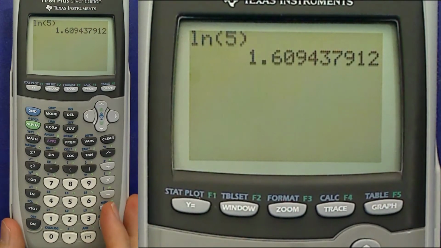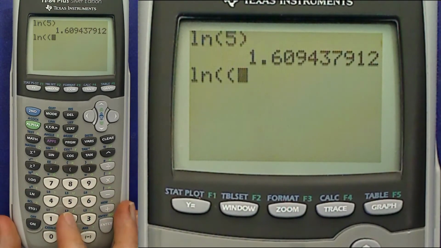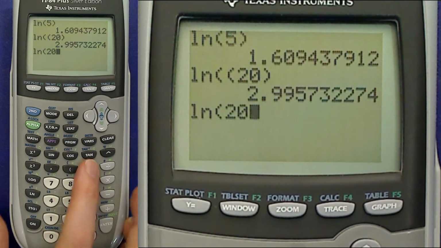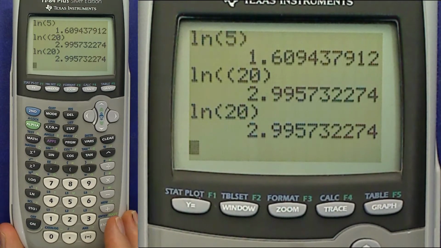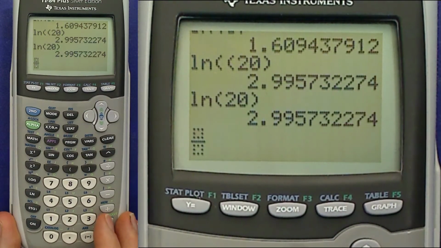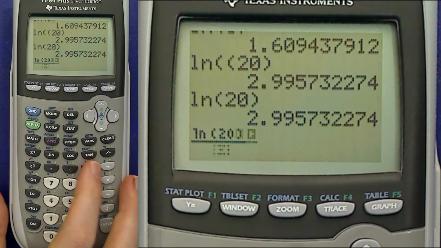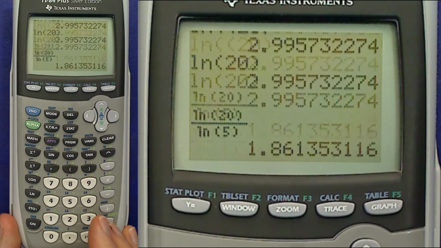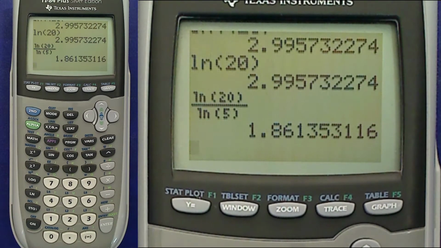Okay, so there you go. There's ln of 5. ln of 20, by the way, is 2.995. No, what is that? Is that right? ln of 20. Yeah, okay. Sorry, there was an extra parenthesis. So the number that we are trying to calculate is, and I'll use the two-dimensional layout here, ln of 20 divided by ln of 5. And there's the answer. It's approximately 1.86.